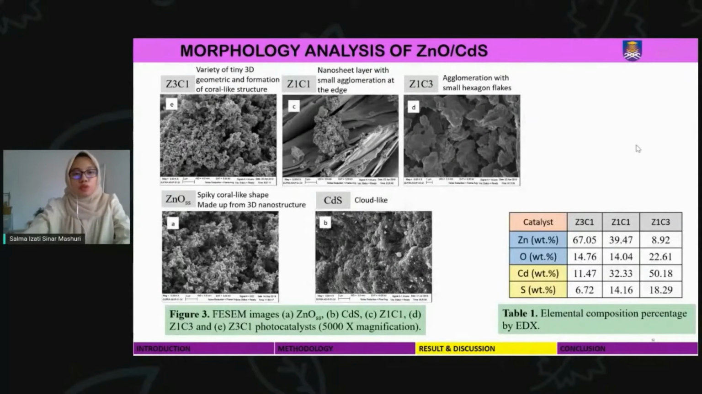So we move to the morphology analysis. This is the pure zinc oxide. Meanwhile, this one is the pure cadmium sulfide. When we introduce a small amount of cadmium sulfide, the morphology is almost similar, which is a variety of tiny 3D geometric shapes and formation of coral-like structure. With a similar amount, it appears as nanosheet layers with small agglomeration at the edge, and higher cadmium sulfide shows agglomeration with small hexagon flakes.